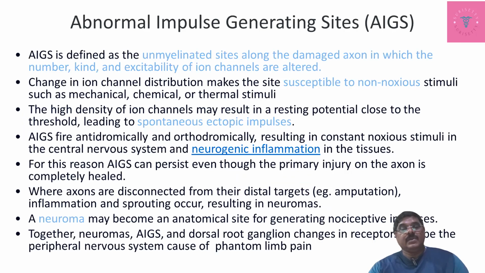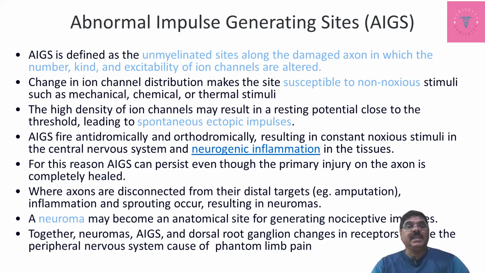So one of the important things is abnormal impulse generating sites. So what are the abnormal impulse generating sites? AIGS are defined as the unmyelinated sites along the damaged axon. What happened to the unmyelinated sites in the damaged axon? The number, kind and excitability of the ion channels, wherever the damage is, are altered.